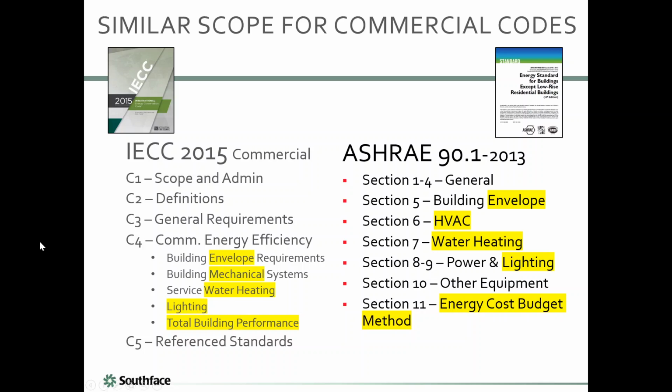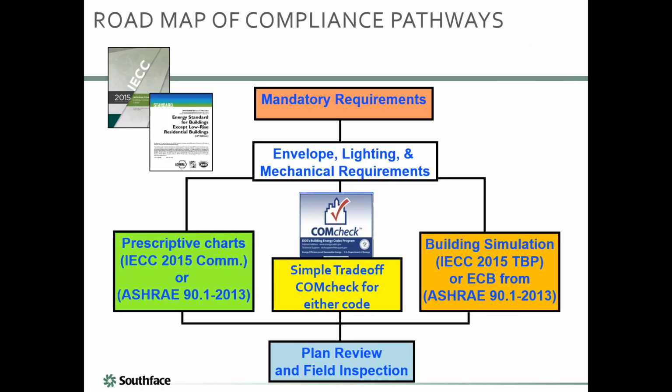So we'll drive on. And here's a great visual way to look at the code. In every section, there are always going to be mandatory requirements. These have to be met. There's no trade-off for these. You've got to do them. There are also envelope and lighting and mechanical requirements that may or may not be prescriptive and offer trade-offs. It kind of depends on what's happening.